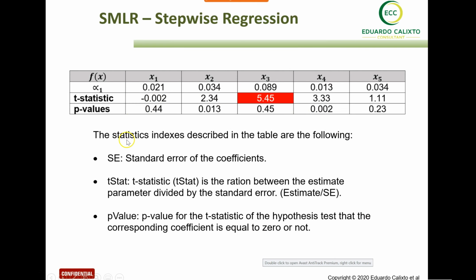So what is the t? What does this statistic mean? The t-statistic is the ratio between the estimated parameter divided by the standard error, and the p-value comes from the t-statistic for the hypothesis test that we use to check whether a coefficient is equal to 0 or not, or close to 0 or not. So basically, when we have a low value for these parameters, it means they are not significant for the prediction. So here we can see we have a high value. That's a p-value. And when we have a higher t-statistic, that's the one that we choose.